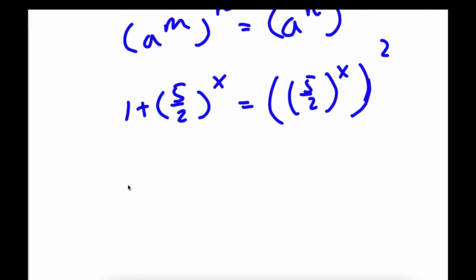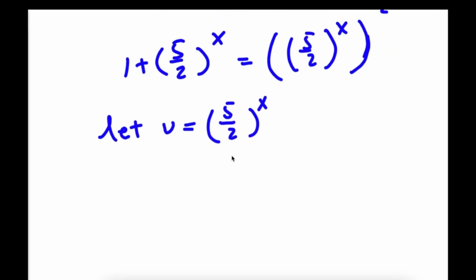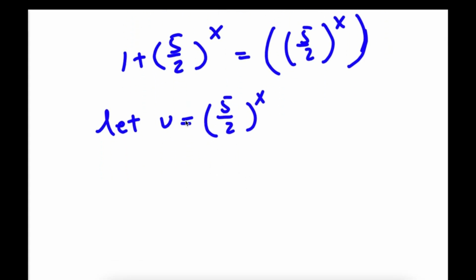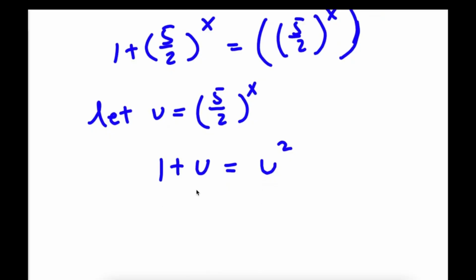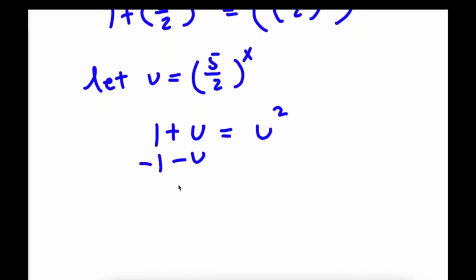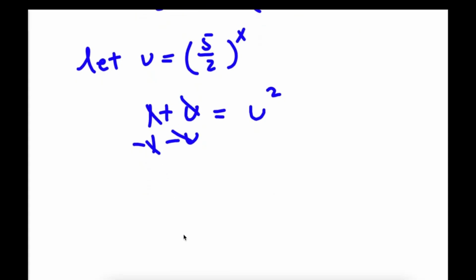So now I'm going to let the variable u equal 5 over 2 to the power of x. Now if I substitute in u for 5 over 2 to the power of x, I get 1 plus u is equal to u squared. Now I can subtract u and 1 on both sides, so these two cancel out, and I would have u squared minus u minus 1 is equal to 0.